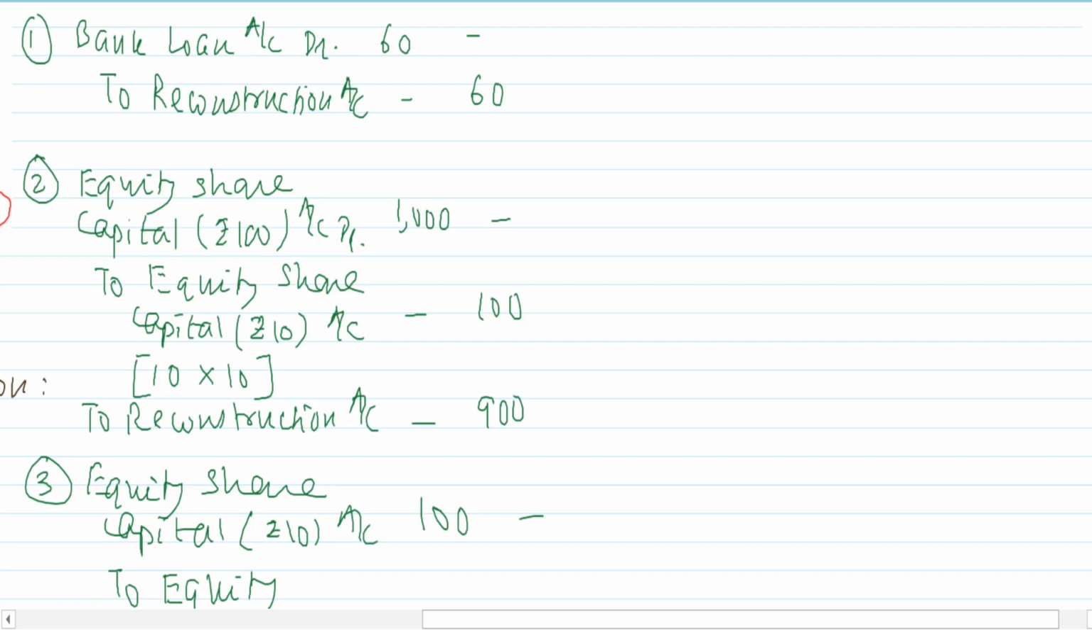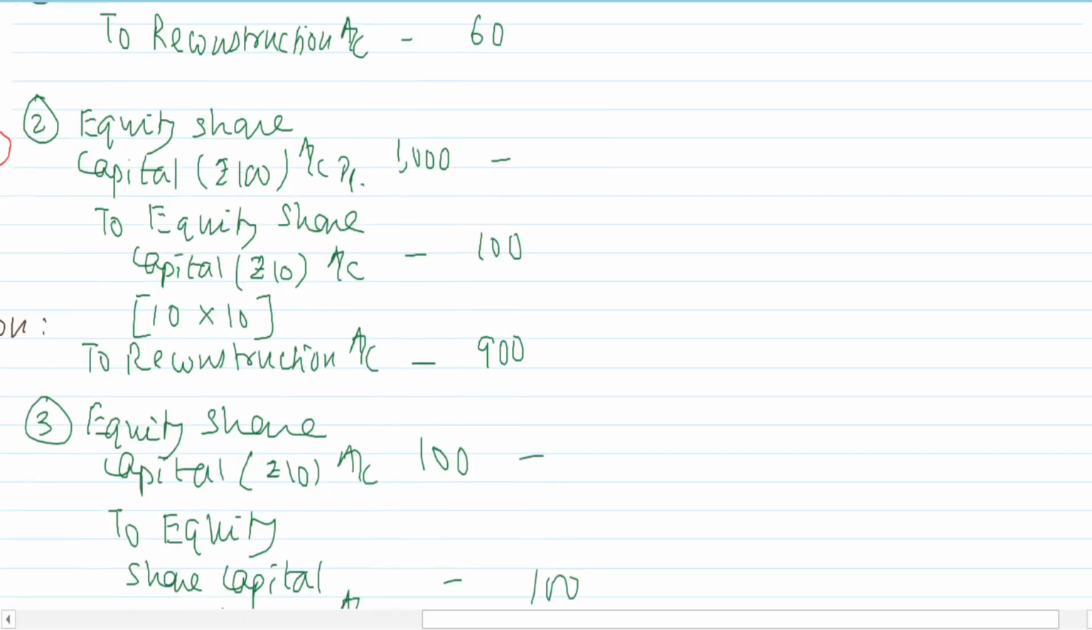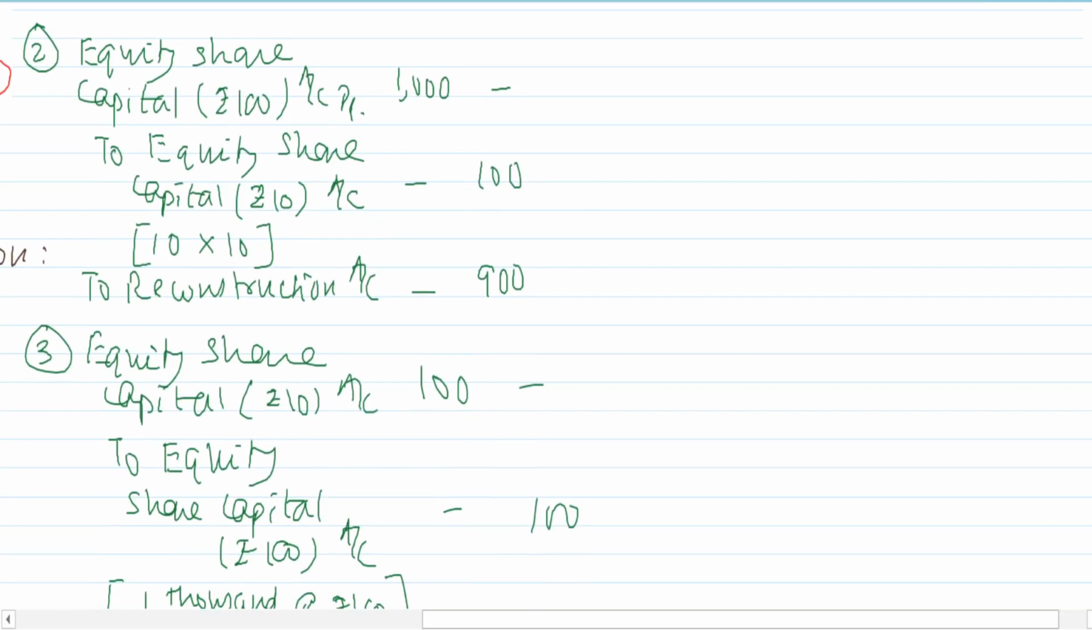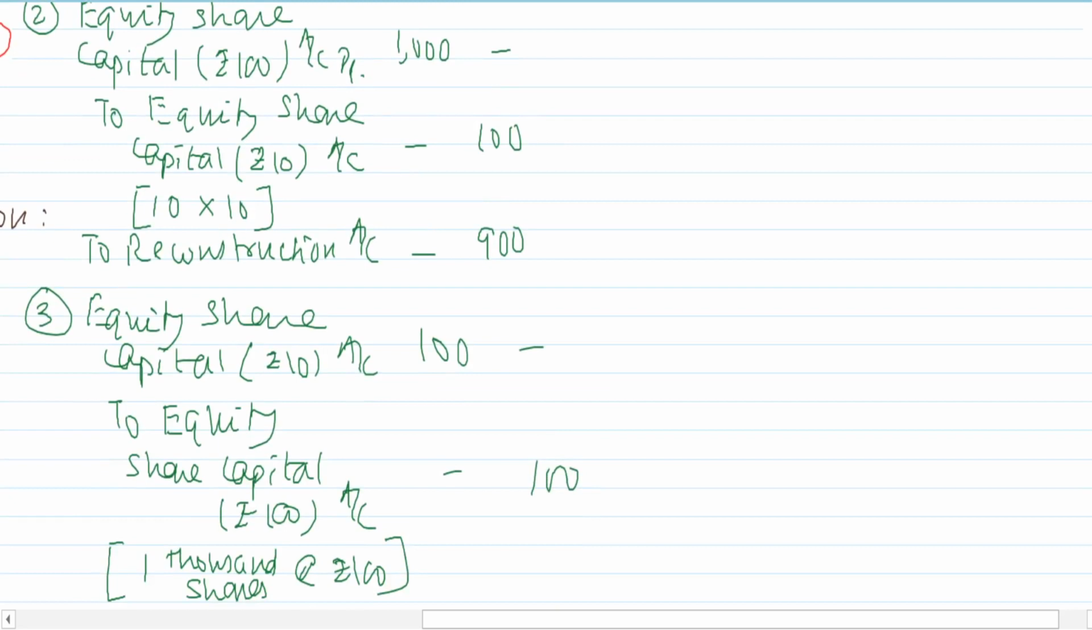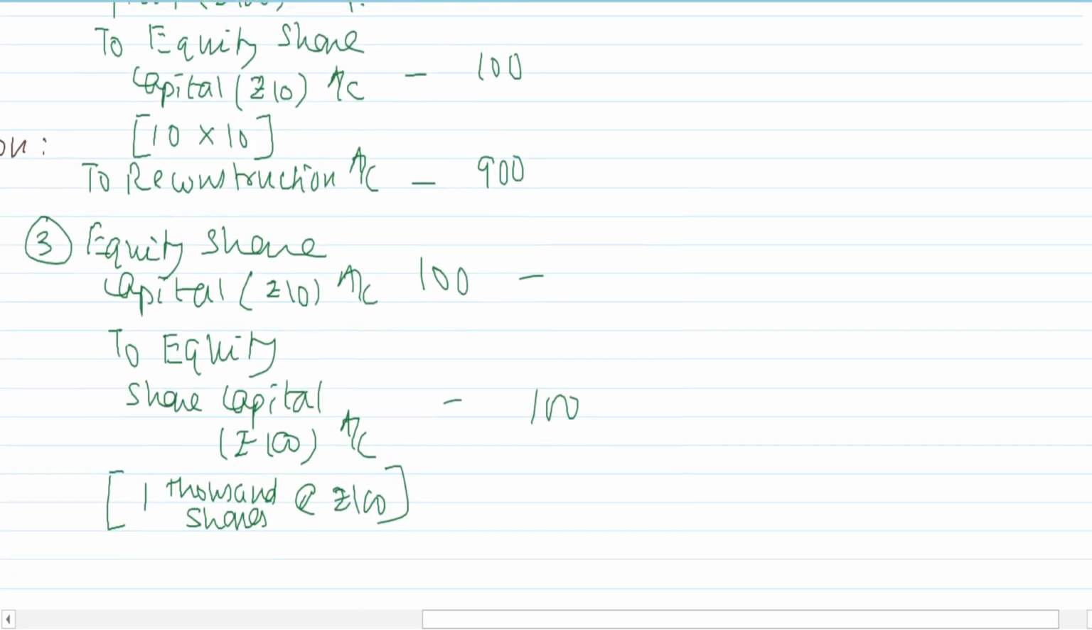First of all, our banks are agreeing not to get 60,000. So this is a benefit for us. So we transfer it to reconstruction. Loans have a credit balance. I have to reduce the loans, so I debit it. Then they are saying that your face value is 100, but you are saying that now it will be only 10. Okay. So 10,000 shares were there and 10. So 100. So 900 goes away to reconstruction. So if you see 60 over here and 900 here, so you have total 960 in your reconstruction account.